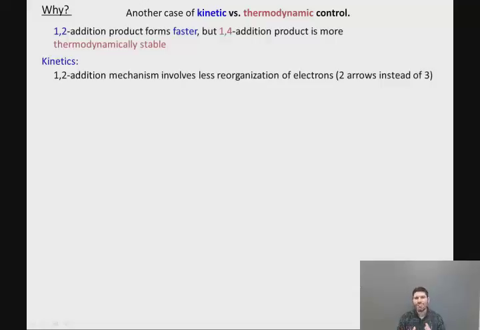So the 1,2 addition mechanism involves less reorganization of electrons. You're just doing all of your chemistry at the carbonyl group. You ignore that extra carbon-carbon pi bond. So with less reorganization of electrons, the reaction happens faster. And the curved arrow analogy is that a simple nucleophilic addition to a carbonyl group only requires 2 curved arrows: one to form the bond between the nucleophile and the carbon, and the other to break the carbon-oxygen pi bond. Whereas, as we saw in the previous slide, the 1,4 addition mechanism requires 3 curved arrows.